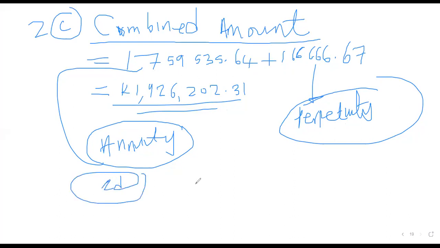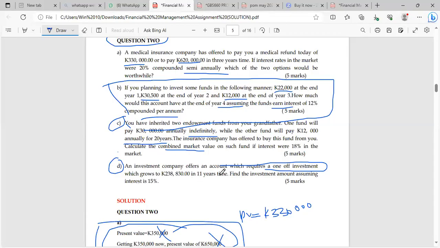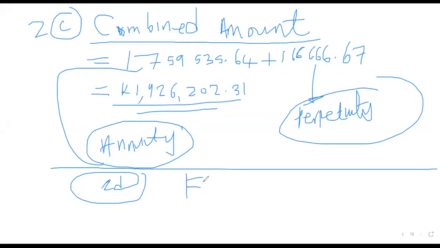2D now. So under 2D, what are we saying? An investment company offers an account which requires a one-off investment which grows to this amount. This investment should grow to this amount as a future value in 11 years. So it's a one-off investment, which means future value. It's equal to present value times (1 plus R), which is the one-off formula, not annuity.